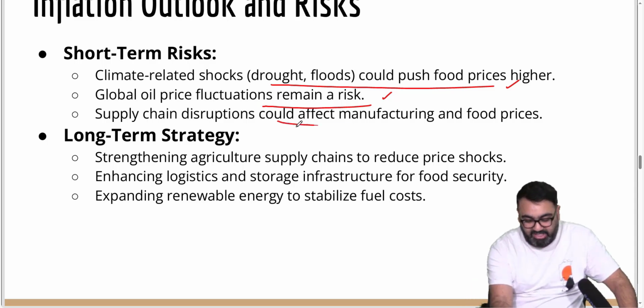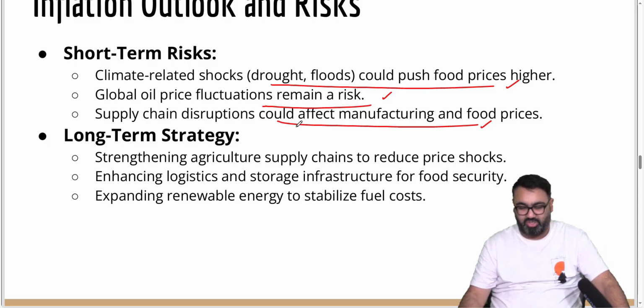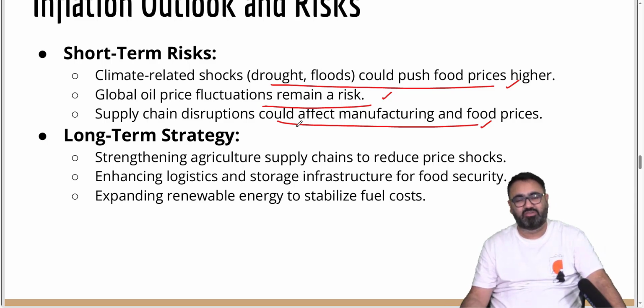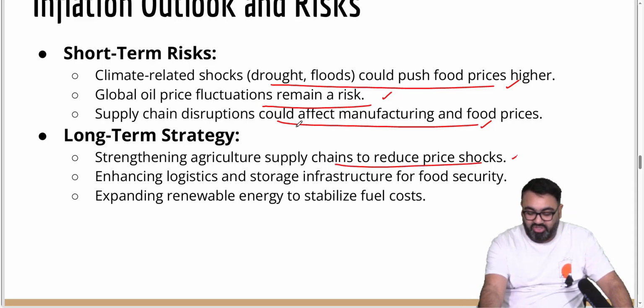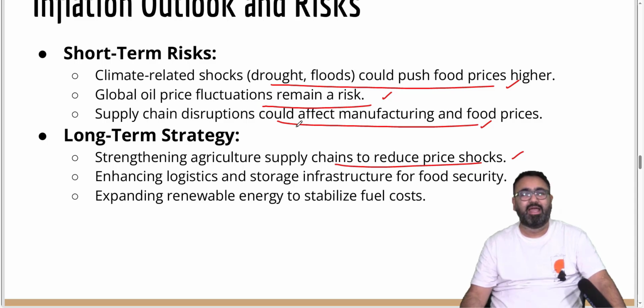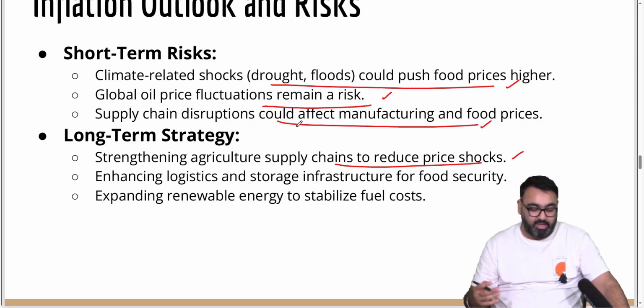And then the global supply chain also could be affected, because all the spare parts of the machines or manufacturing, etc., are coming from outside. Long term, what is the strategy? Strengthen our agriculture supply chain to make sure that we reduce the price shocks. It can't be done beyond a certain extent, because agriculture is so weather dependent, and you can't really control it.